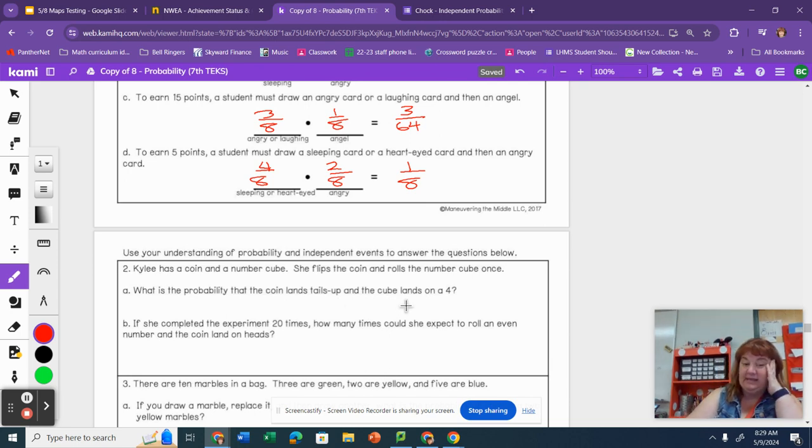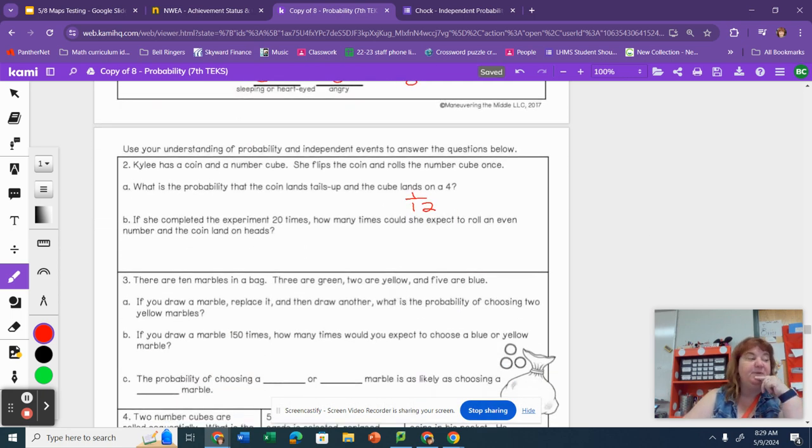Okay. Kylie has a coin and a number cube. She flips the coin, rolls the number cube. These are two different things happening, so they're independent of each other. What's the probability that the coin lands on tails and the cube lands on 4? That would be 1/12. If she completed the experiment 20 times, now this goes back to what we had just learned. Okay, 1 out of 12, but now we're going to do it 20 times. So what would it be out of 20 times? And that's your cross multiplication. You should get 5 times.